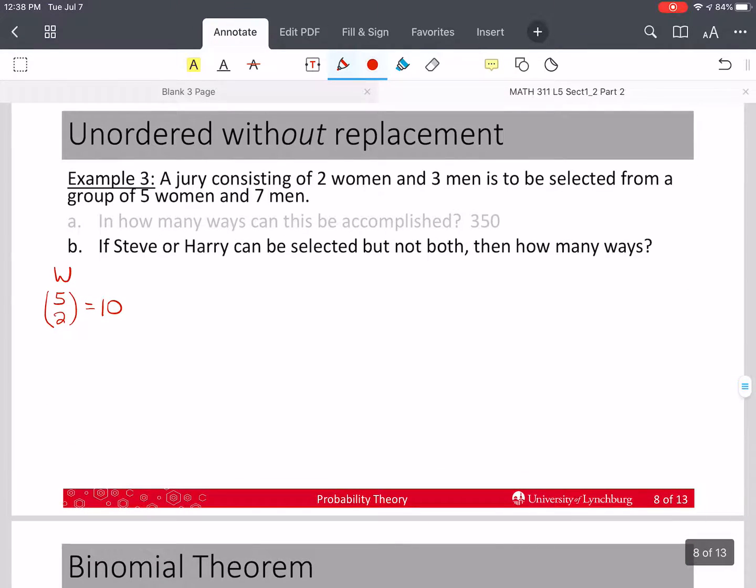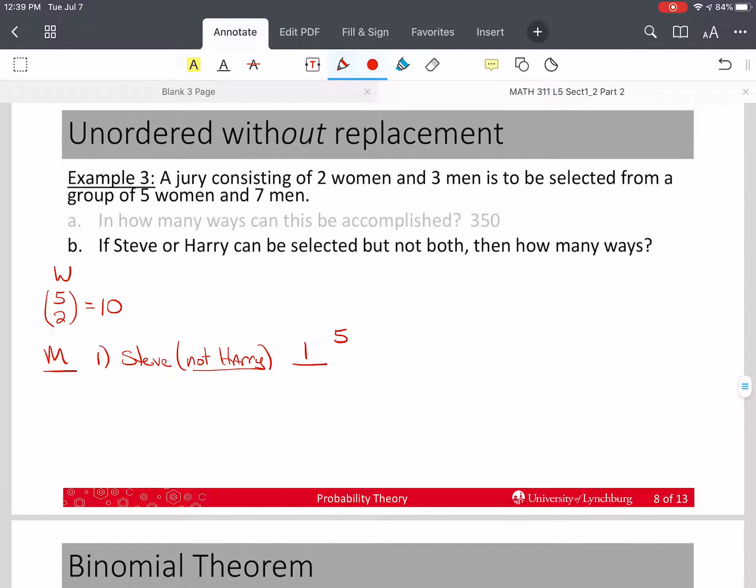But for the men, we have 3 scenarios. So the first is we choose Steve. That means we cannot choose Harry. There's one way we can choose Steve. And then there's 7 total men, so we've chosen 1, that leaves 6. And then we've eliminated 1, that leaves 5. So we have 5 choose 2 to get the other 2 men. And this is 1 times 10, which is 10.